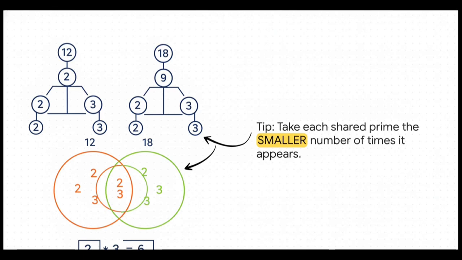Now, I've got a great little shortcut for you here to save some serious calculation time. When you're looking at prime factors, just take each shared prime the smaller number of times it appears. Since 12 has two 2s, but 18 only has one 2, we just use the smaller amount, one 2. It completely takes the guesswork out of the equation.